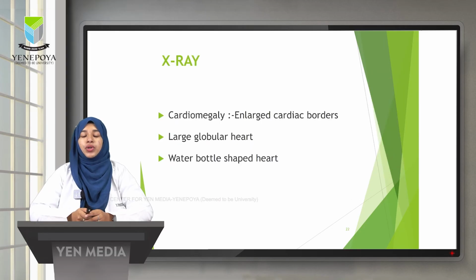So next we'll move on to the X-ray findings. The first X-ray finding is cardiomegaly, that is nothing but enlarged cardiac borders, and you can see a large globular heart. Also there is a main X-ray finding, that is a water bottle shaped heart.